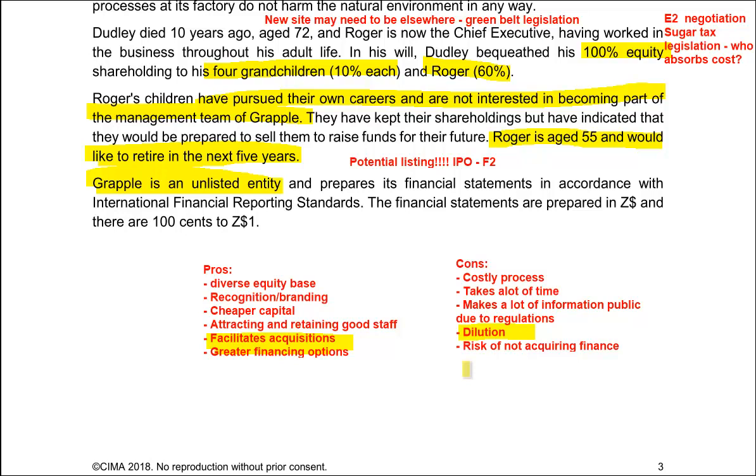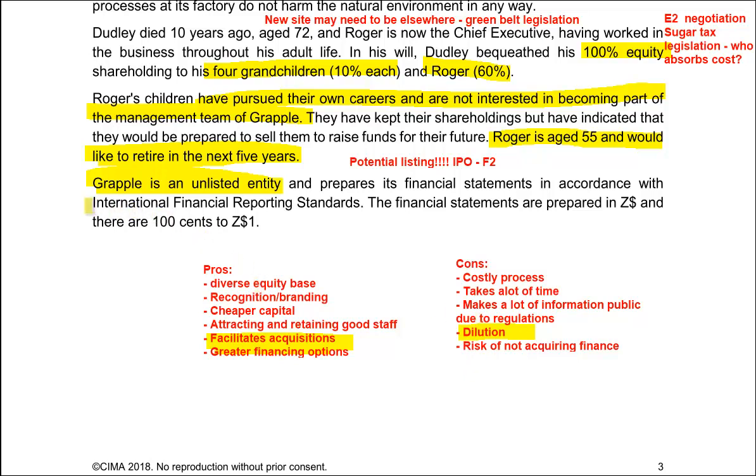So, that's a lot of pros and cons. Please refer back to the F2 study text if that's confusing at all. But that's the key points to an IPO. And from what we've just seen, an IPO could be a real big deal for this case. We'll have to see in future pages whether we get further hints.